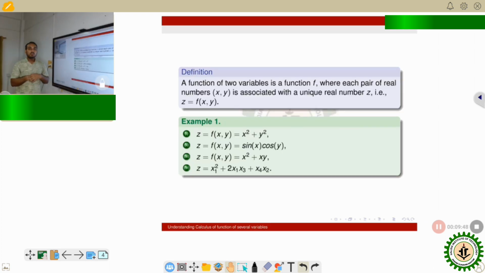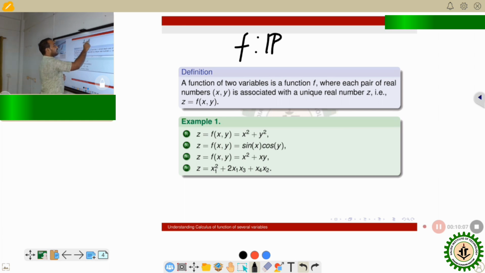So first you need to know what a function of several variables is. I have already told you before that a function of several variables is a function applied on a pair of real numbers to give an output real number. Suppose that is basically the function f from R cross R to the real numbers.